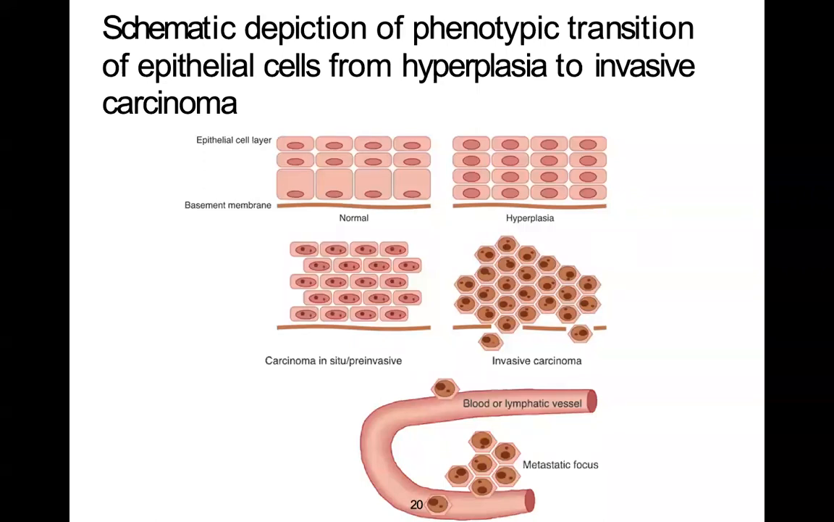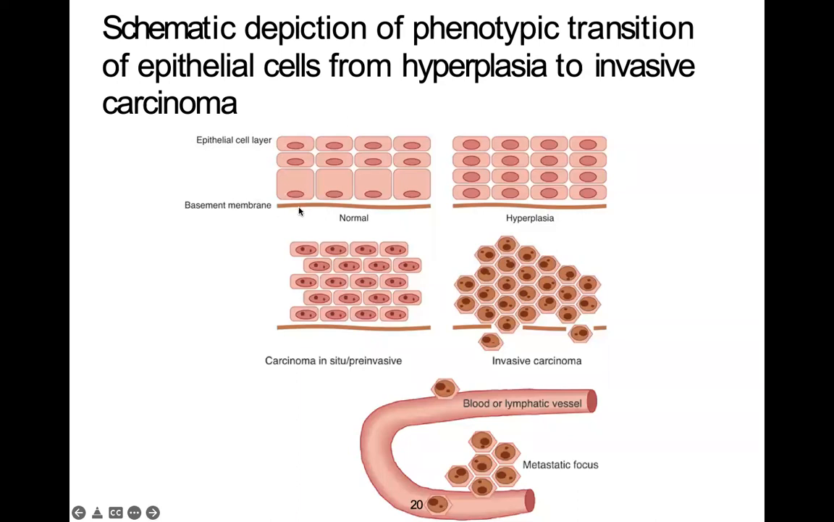So here is the schematic depiction of phenotypic transitions of epithelial cells from hyperplasia to invasive carcinoma. I want you to take a moment to highlight the invasive carcinoma and why we pick the term invasive. So I want you to look at this graph in front of you, the left one, which shows the epithelial cells, quite systematic, and the arrangement is quite precise.